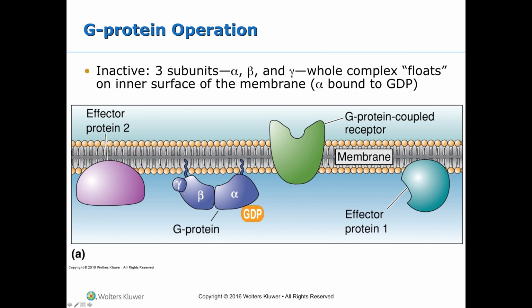So in an inactive state, meaning there's no neurotransmitter bound to this G protein coupled receptor, there are 3 subunits to the G protein. You have alpha, beta, and gamma. The whole complex, this is the entire G protein. This G protein floats along the inner surface of the membrane, with the alpha subunit of G protein being bound to GDP.